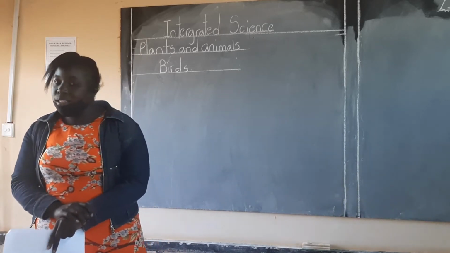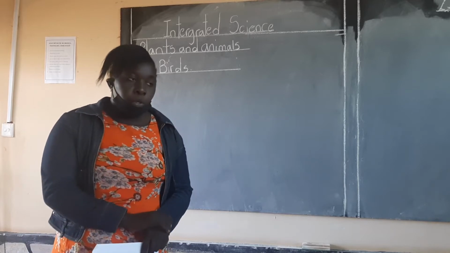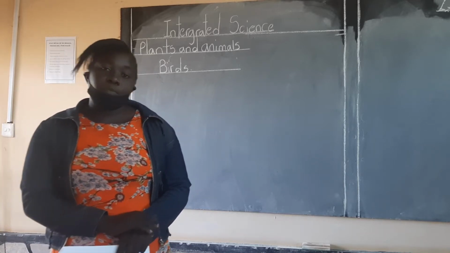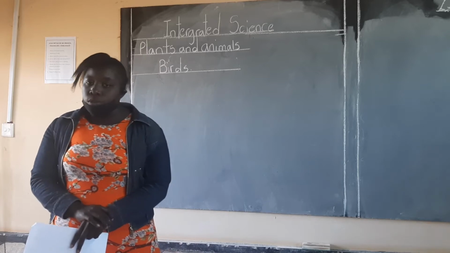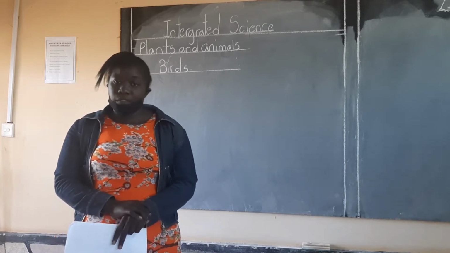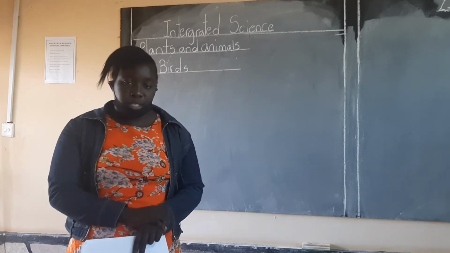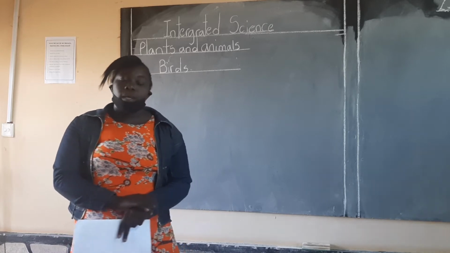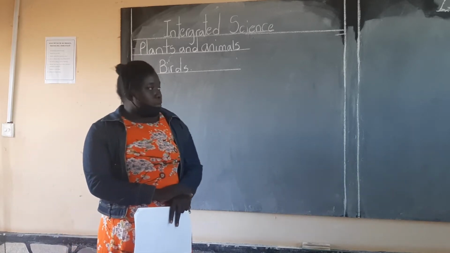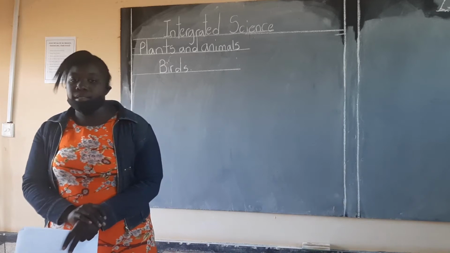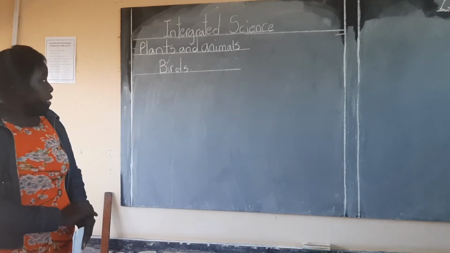We also mentioned some characteristics of mammals, where we said 1, they give birth to their young ones. 2, they breastfeed their young ones with milk and many more. So today, like I said, we are looking at birds.